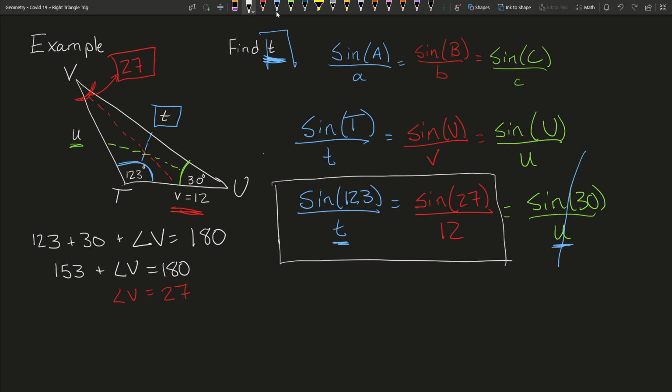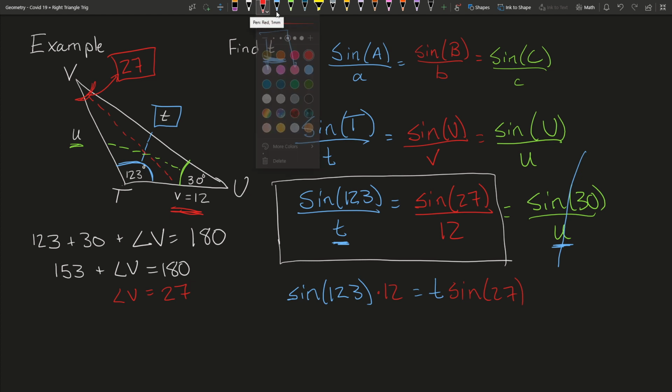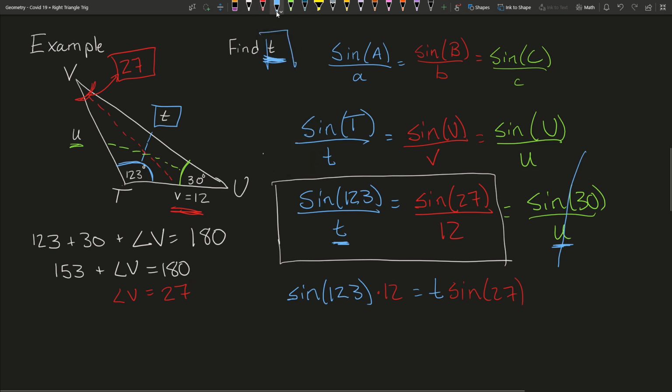So if we cross multiply, we get sine of 123 times 12 is equal to t times sine of 27. And we still have to get t by itself, so we have to divide by sine of 27 on both sides. And when we do that, we get t is equal to sine of 123 times 12 over sine of 27.